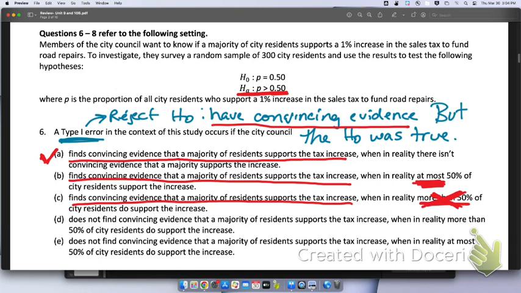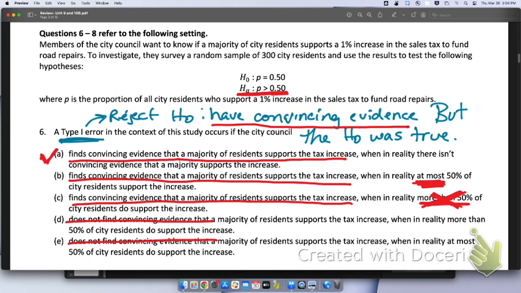And then these last two, the issue is that it's not talking about a type 1 error correctly. If I've made a type 1 error, it's because I found convincing evidence. These are saying that I did not find convincing evidence, but actually I do find convincing evidence in a type 1 error. I found convincing evidence when there really wasn't convincing evidence to be found. So it's kind of like I found a pretty bad sampling variability in my sample. So that's kind of the issue there.